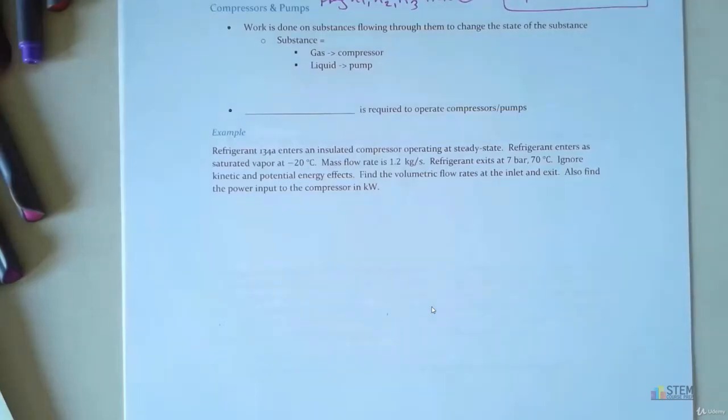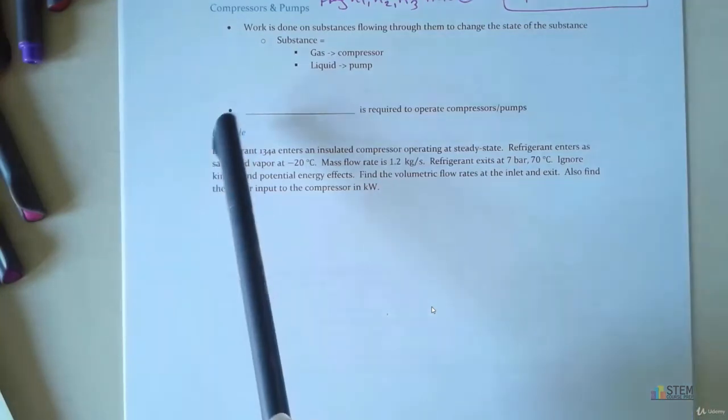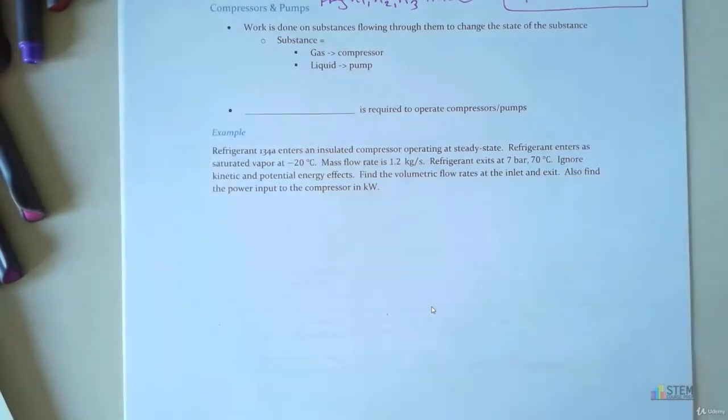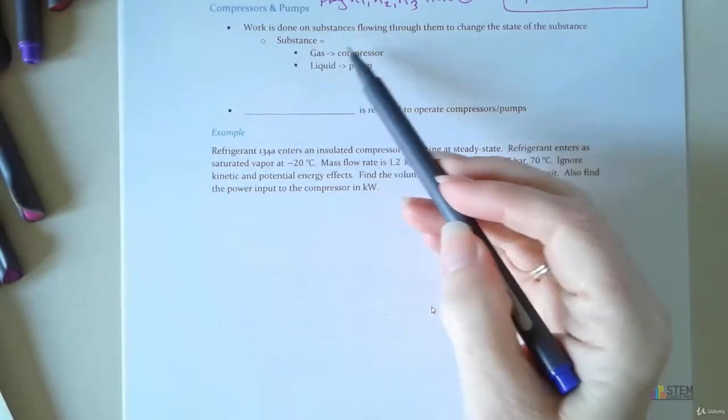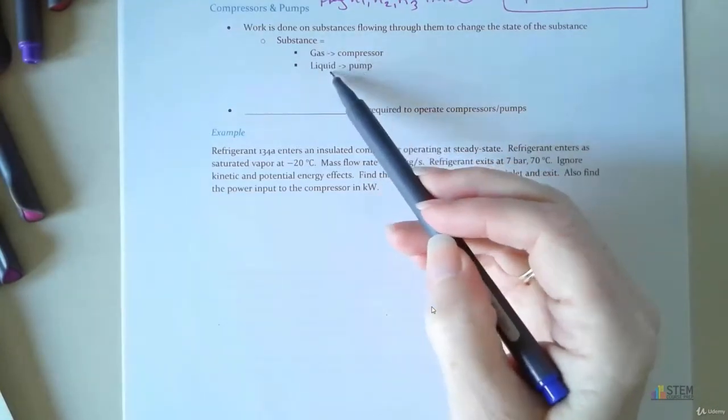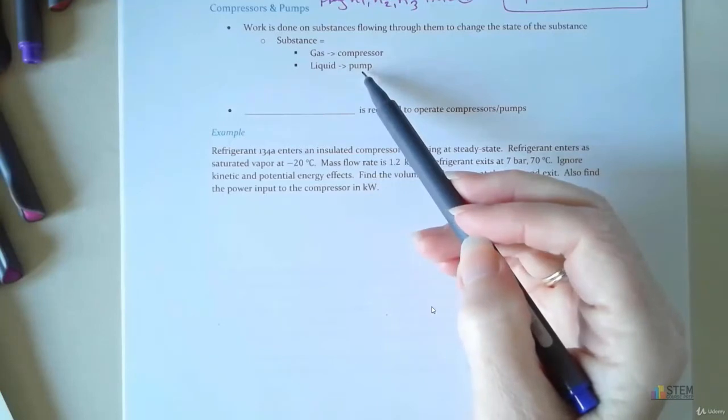Let's look at another application of our mass flow problems, and this one's going to be for compressors and pumps. Basically, with compressors and pumps, work is being done on substances that are flowing through them, and the state of the substance will change. If the substance is a gas, we say we have a compressor. If we have liquid, we have a pump.